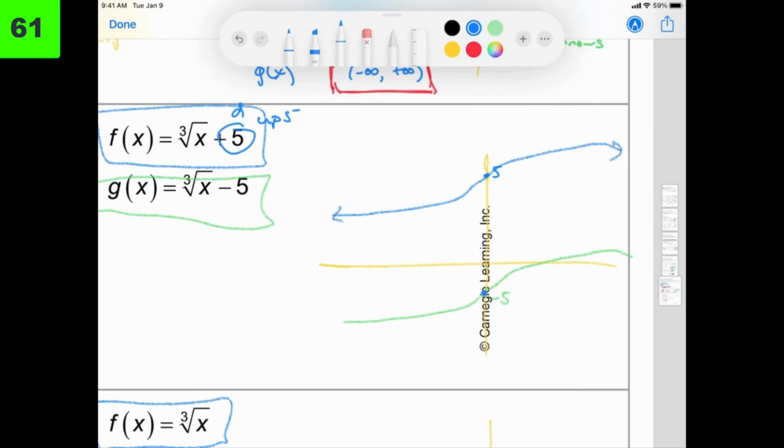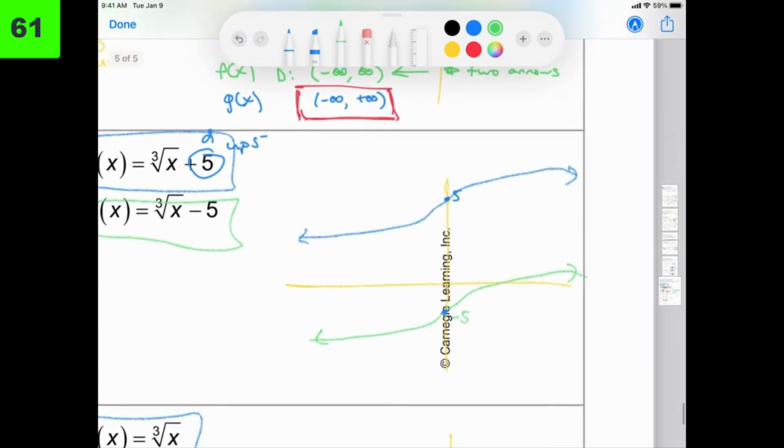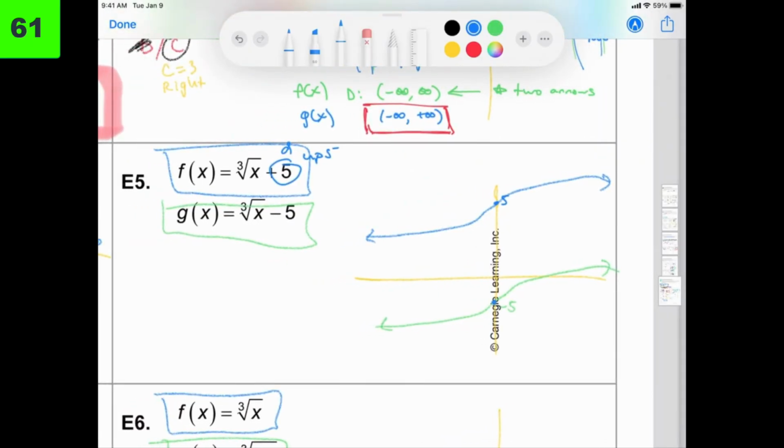Draw these arrows. And just like the last problem, the blue has a domain of negative infinity to positive infinity. How did I get that so quickly? They're both going to be negative infinity to positive infinity when you have 2 arrows.